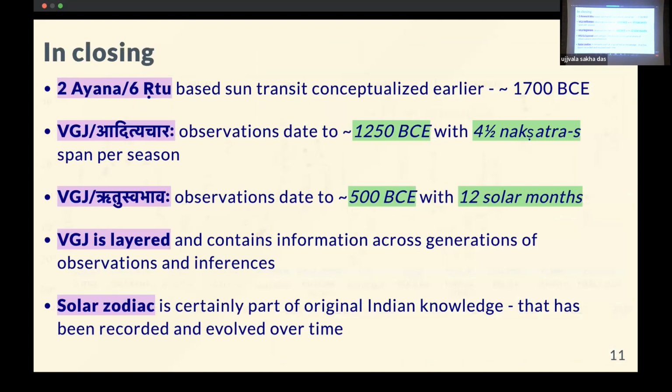So in closing, there is a progression. In the early Vedic text, the 2-ayana Siddhāntic system was there, which can be thought of around -1700 BC. And of course, the Ādityacāra around 1250 starts by having a Purāṇic nakṣatra per season. By the time we get to Ṛtusvabhāva, it is a 12-month solar cycle. VGJ is layered. And this is what we wanted to highlight: the solar zodiac references, in unambiguous terms, are available in the Indian tradition. I am happy to answer any questions. Thank you.